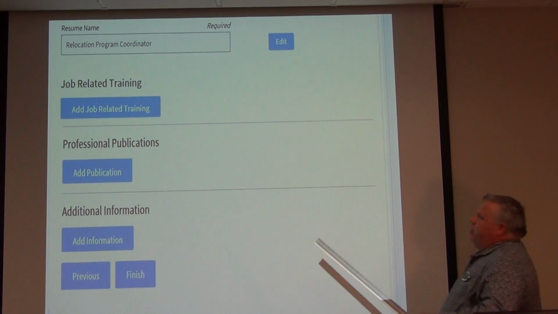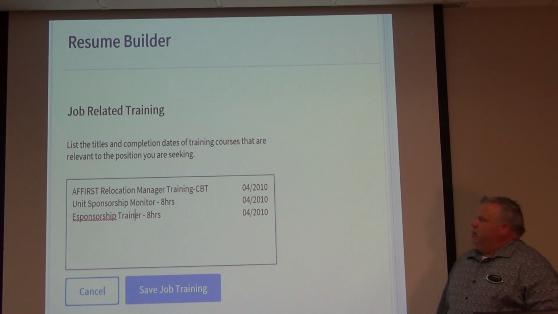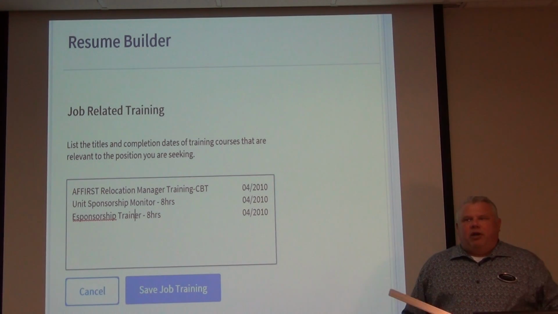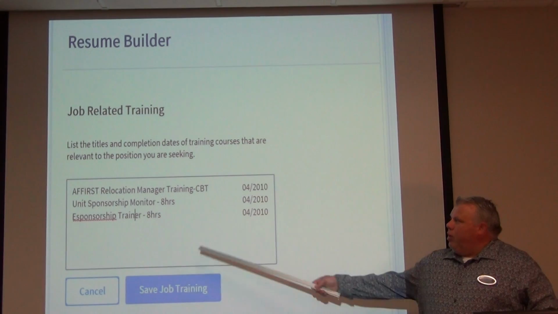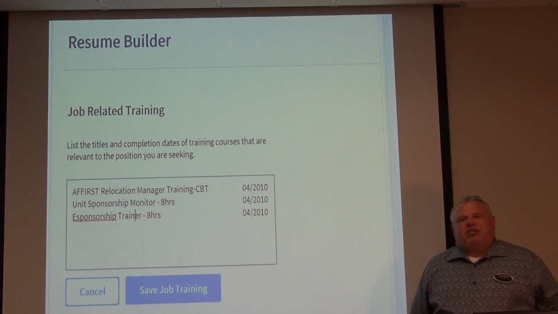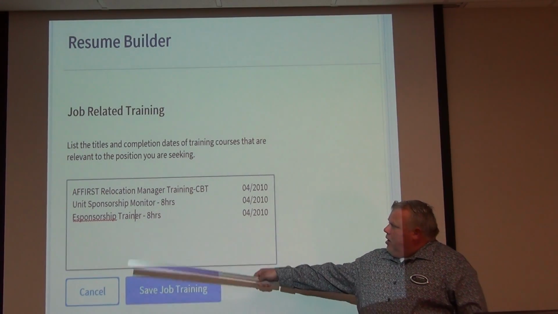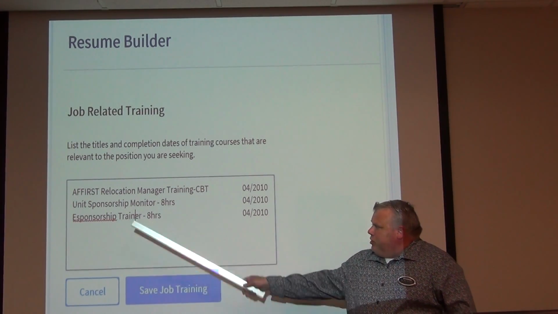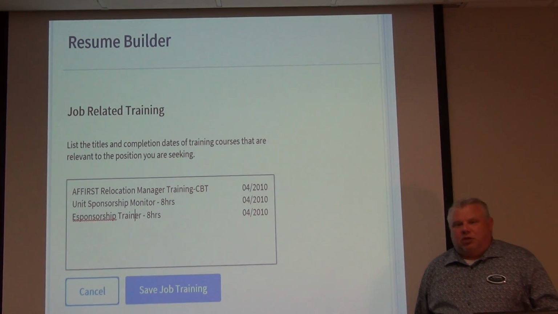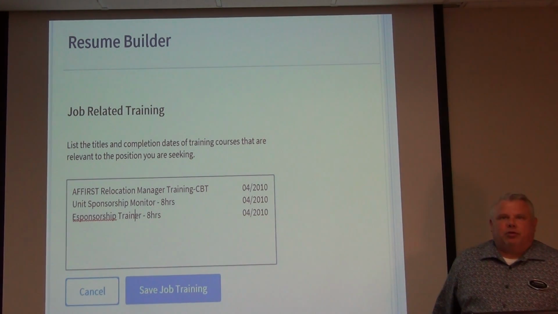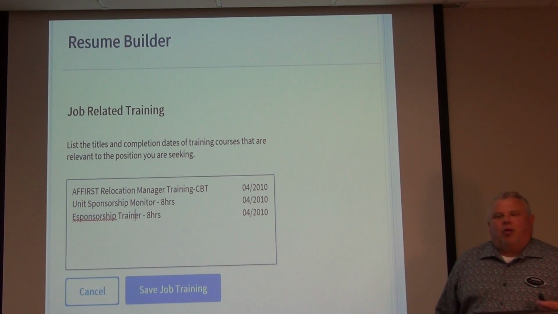Okay? Now we're going to get into the job-related training. This is where all that extra training comes in, right here. Okay? We're not talking about self-aid buddy care and your small arms training and all that. You only want to put your additional job-related training that pertains to the job announcement, such as relocation manager, unit sponsor monitor, e-sponsorship trainer, maybe conflict resolution, effective forms of communication, because those are used all the time no matter what your job is. And it's great for your employer to know that you've already been trained on how to resolve inter-office conflict.